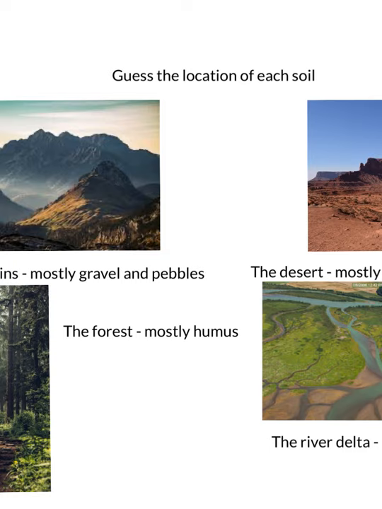So you have to think to yourself, think of the contents of your soil. Is it from the mountains, which would be mostly gravel and pebbles, the desert, mostly gravel and sand, the forest, mostly humus, or the river delta, which is comprised of mostly clay? Take a guess and write down which location you think each soil is from. Pause the video so you can give yourself a chance to get each one written down.